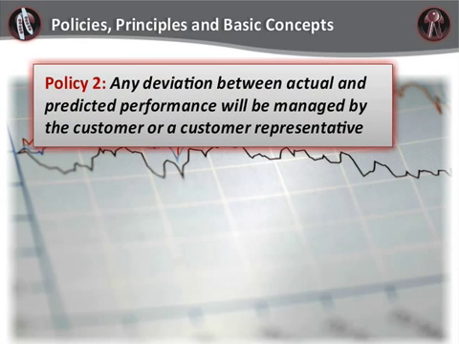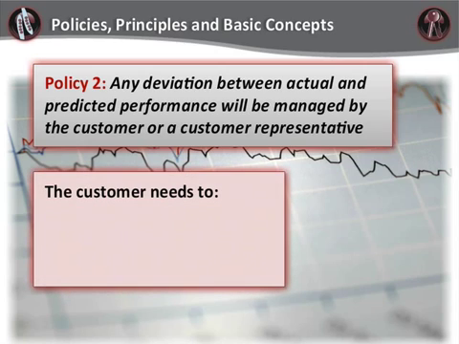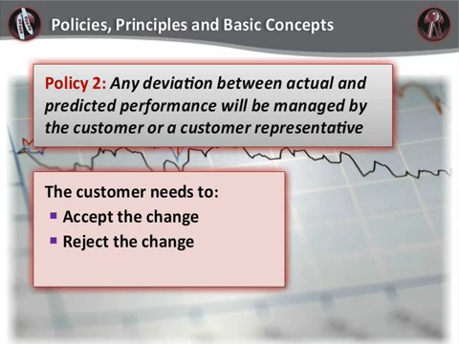The second change evaluation policy is that any deviation between actual and predicted performance will be managed by the customer or customer representative. The customer will need to either accept the change, reject the change, or mandate a new change with revised predicted performance.